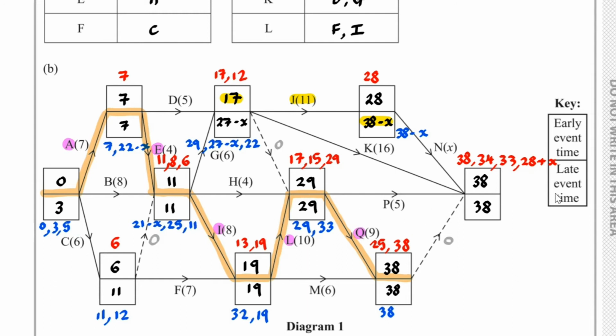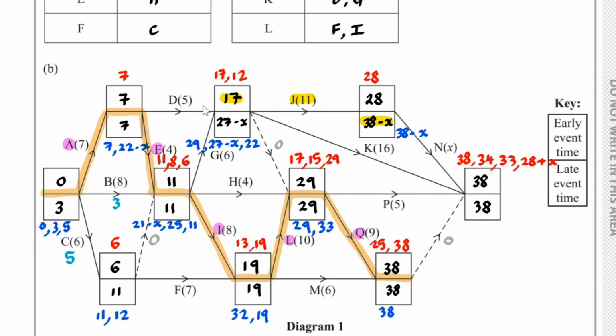So we look at the late event time to calculate the float. The float for B will be 11 take away 8 take away 0, which is 3. If we add on the other floats whilst we're here, for C, we've got a float of 11 take away 6 take away 0, which is 5.